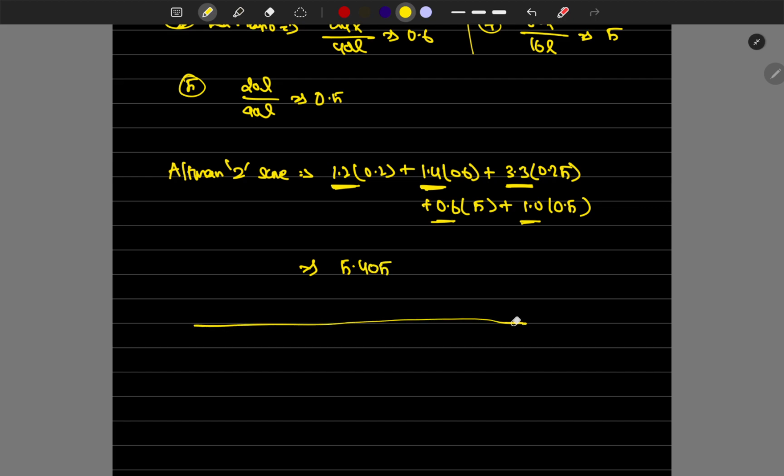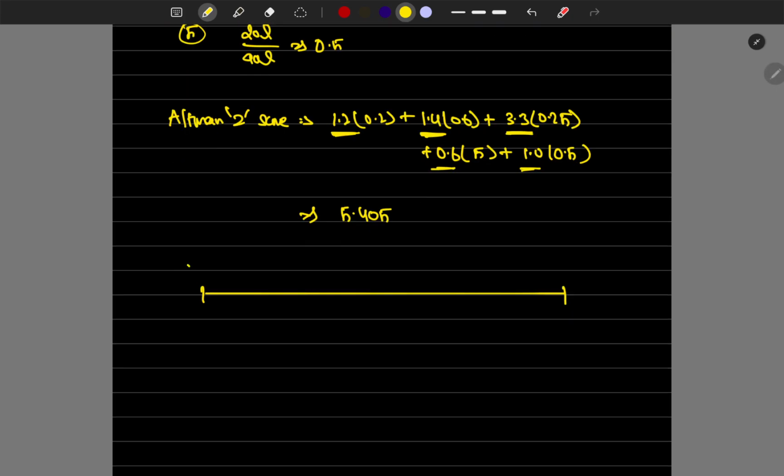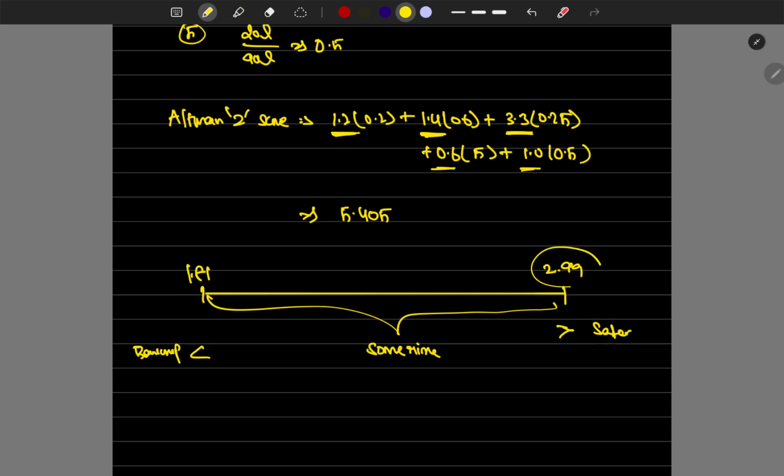There is a scale to measure whether the company is bankrupt or safe: 1.81 and 2.99. Between these values, we can term the company as having only some risk. Beyond 2.99, the company is safer. Below 1.81, the company is bankrupt, riskier.